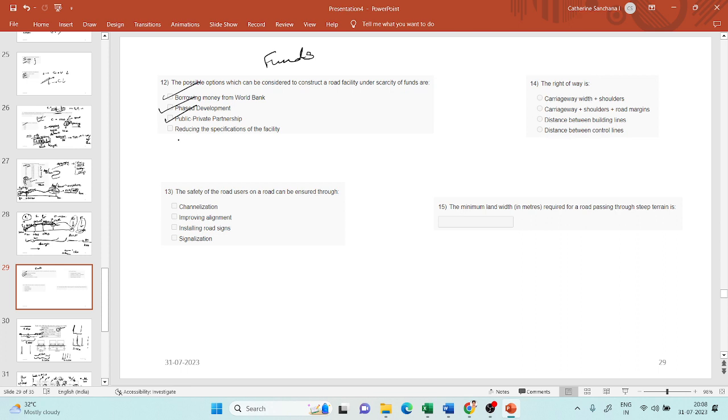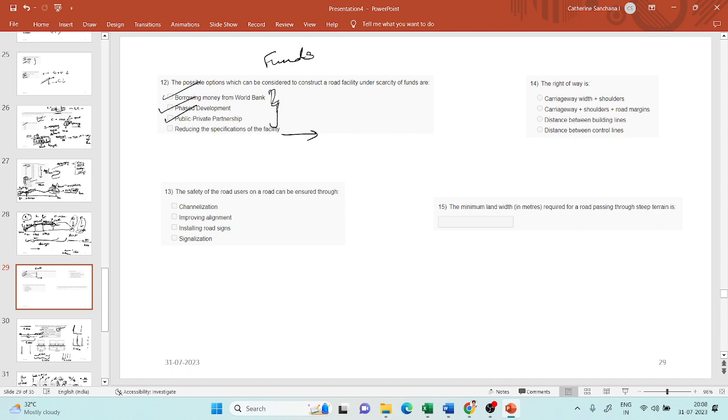What is the fourth option that they've given here? Reducing the specification of the facility. There's no way that you can reduce the specification of the facility because you're providing the facility in order to make it better. Just because you do not have the necessary funds, it doesn't mean that you should reduce the specification of the facility.